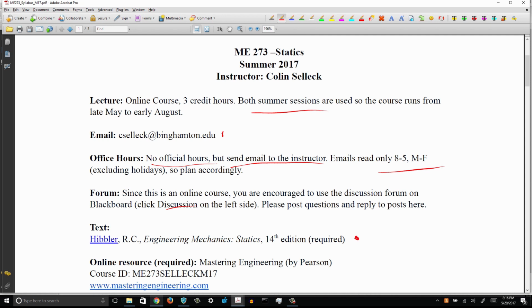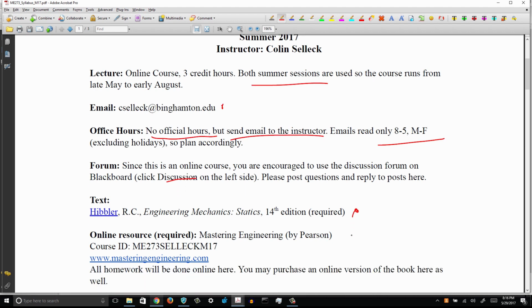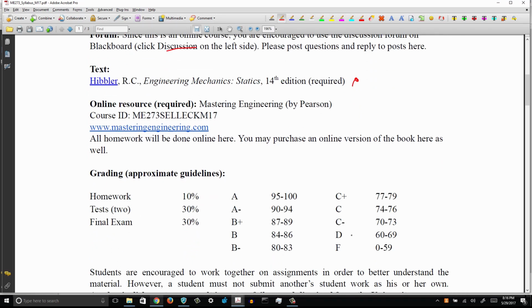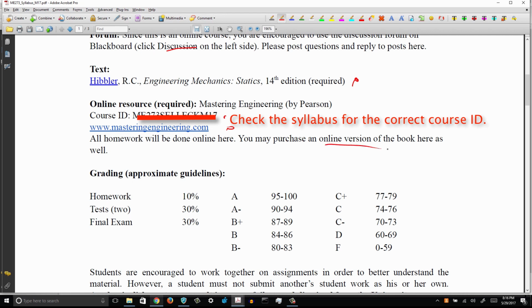The text, R.C. Hibbeler, Engineering Mechanics Statics, 14th edition, is required. Also required are online resources. You must go to masteringengineering.com and sign up using this course ID, ME273 Selleck 17. You can also purchase an online version of the book there. And as I said, all the homework will be done on this site as well.